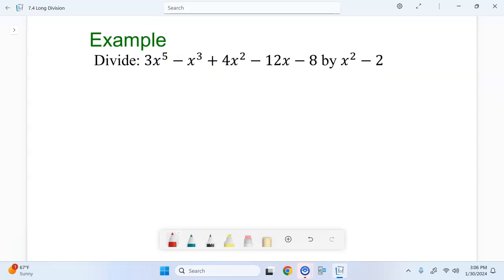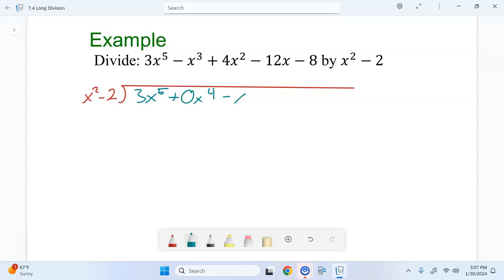All right. What goes on the outside? X squared minus 2. What goes on the inside? The rest. Let's do x. We had the 5th power, we had the 3rd power, but we didn't have the 4th power. So we need a placeholder for that 4th power.